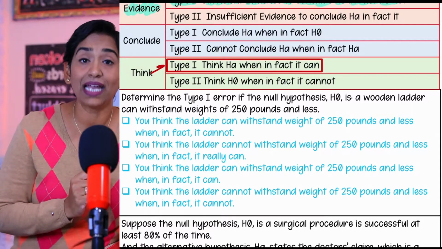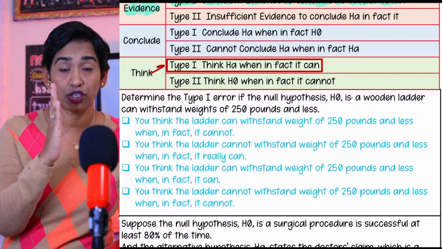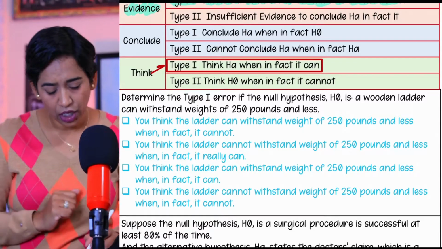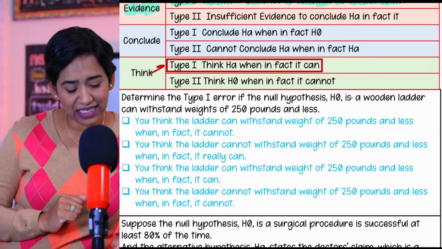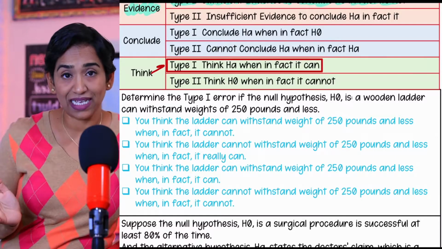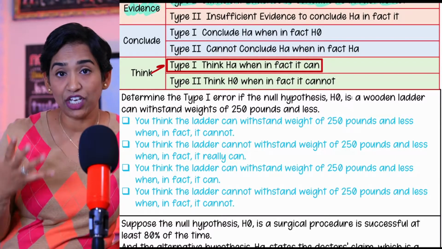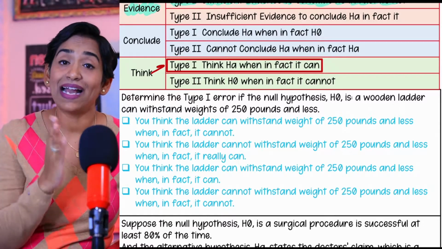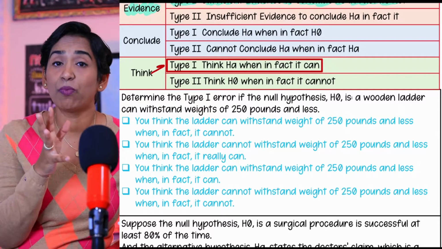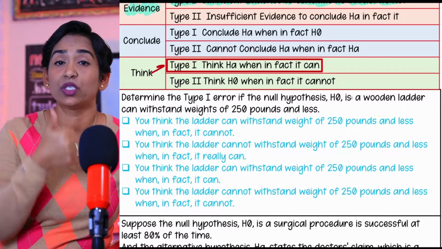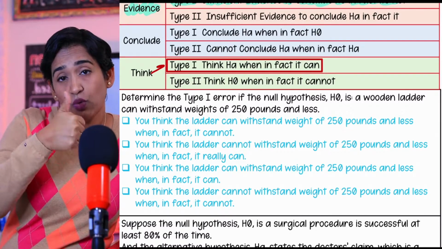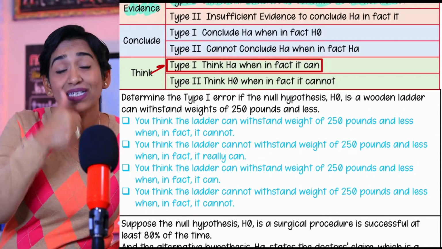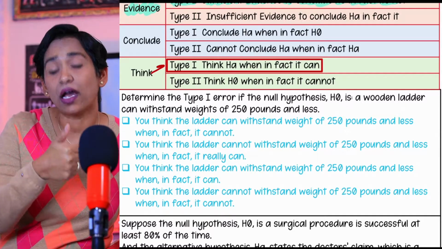So what do I think? I think HA. Remember, H naught is true, but you kick it out. So you're thinking HA. You think the ladder can withstand weight of 250 pounds and less? No, that's not what you're thinking. You're thinking HA. You're thinking the ladder cannot withstand. In fact, the ladder can. Remember, what is type 1 error? The type 1 error is H naught is true, but you're not accepting it. The ladder can withstand, but you think it cannot.